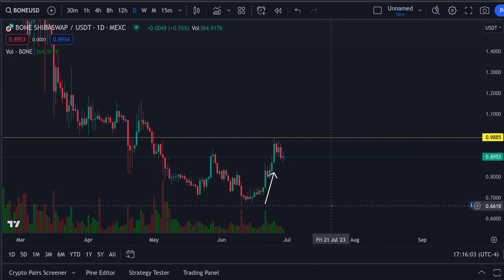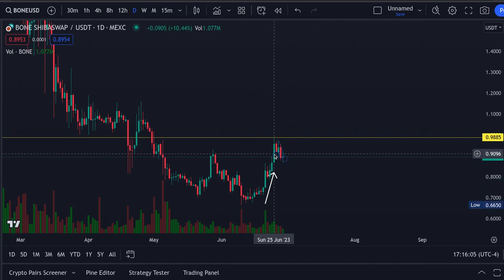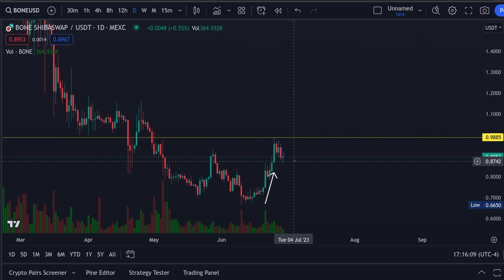Alright, so I think the low came in down here. We finished an ABC corrective structure in here, so the next move should be up.